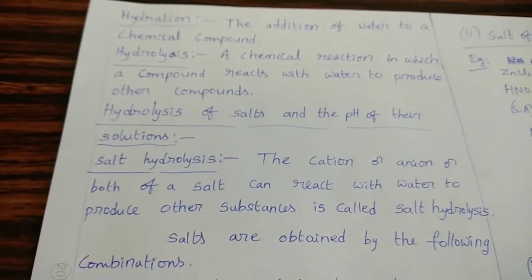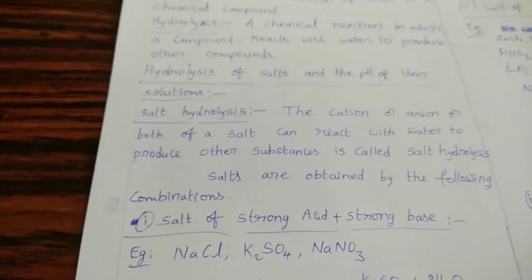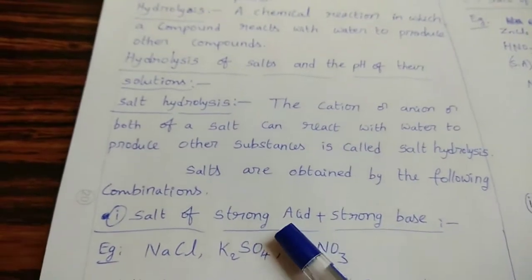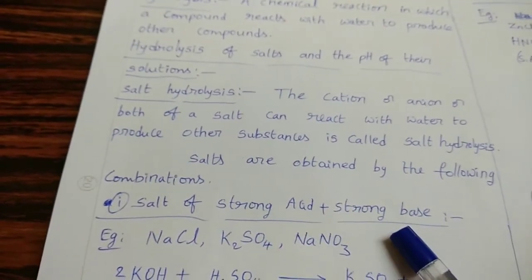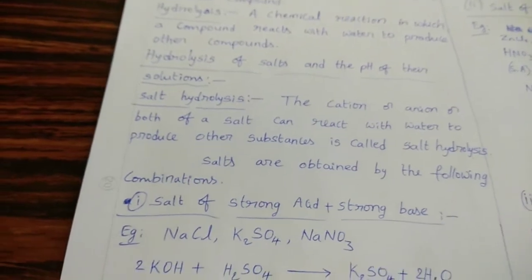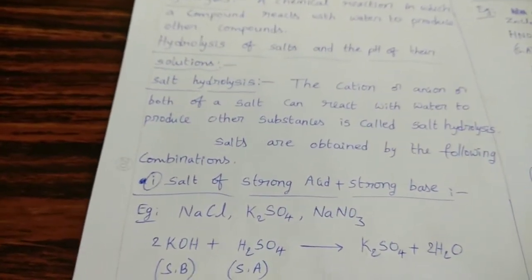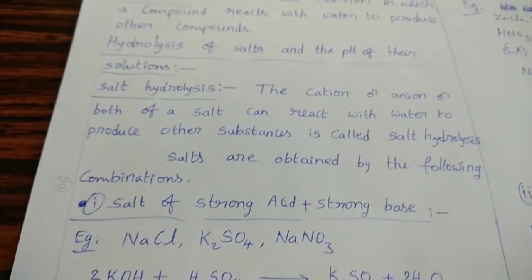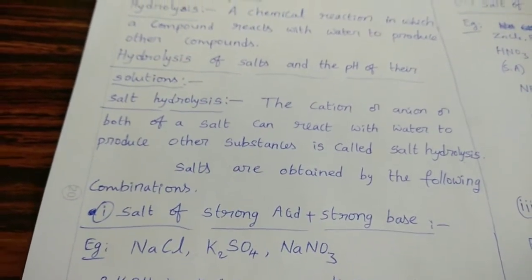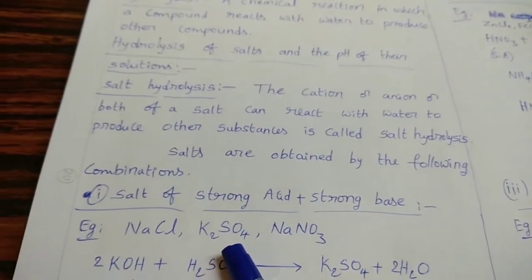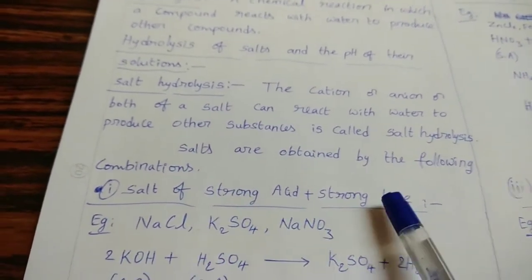Salts are obtained by the following combinations. See the first one. Salt of strong acid and strong base. Strong acid HCl, strong base NaOH. HCl plus NaOH gives rise to NaCl plus H2O. NaCl is a salt. It is obtained by the combination of strong acid and strong base. In the same manner, K2SO4 also obtained from strong acid and strong base.